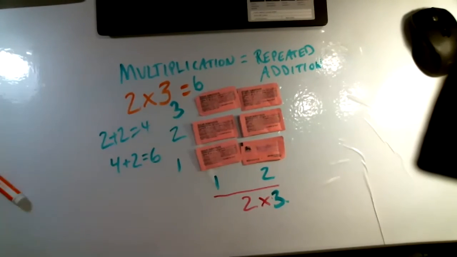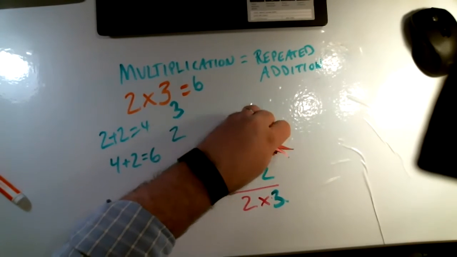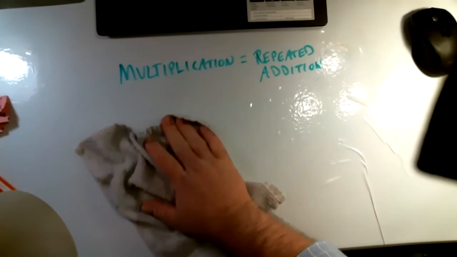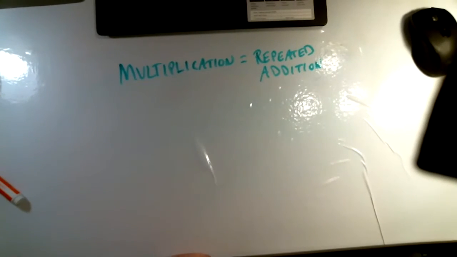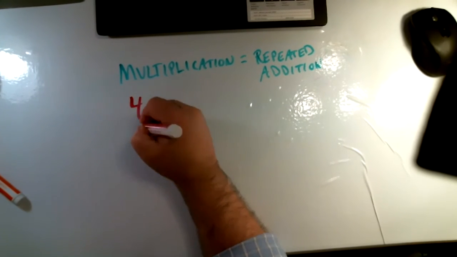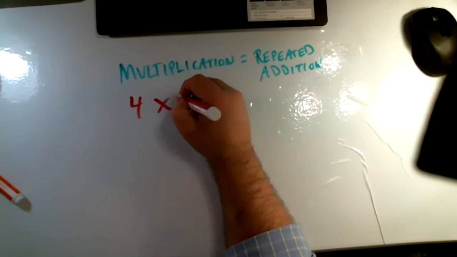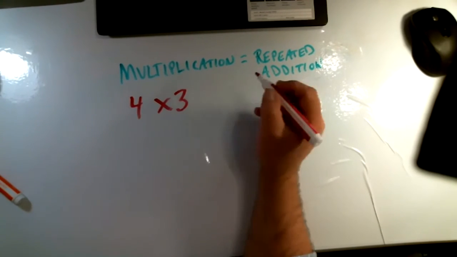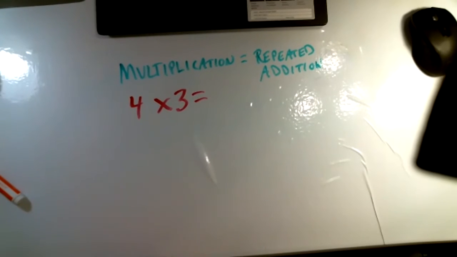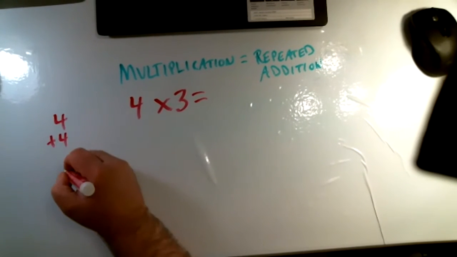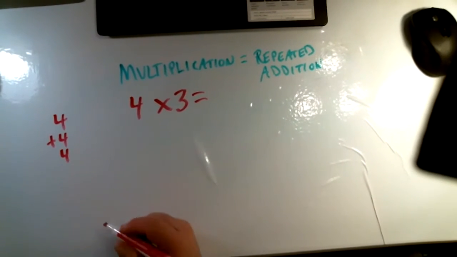So let me give you one more problem, just as an example. And again, I use a different number besides just 2 and 3. So now let's use the number 4, and we'll multiply that by 3. So not 2 and 3, it's a little bit bigger now. And I want to know what that equals. And so here I can add it. So this is repeated addition. So 4 plus 4 plus another 4. So that's what that means.